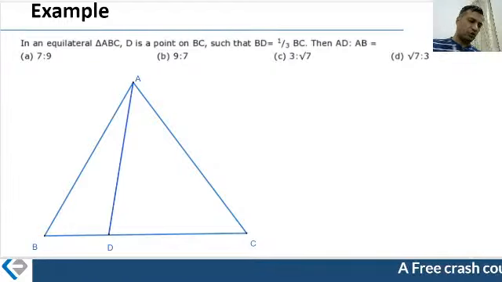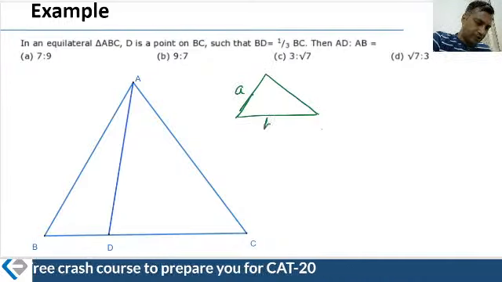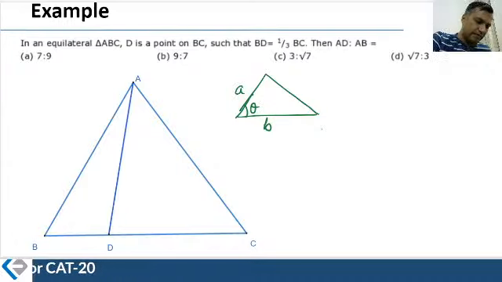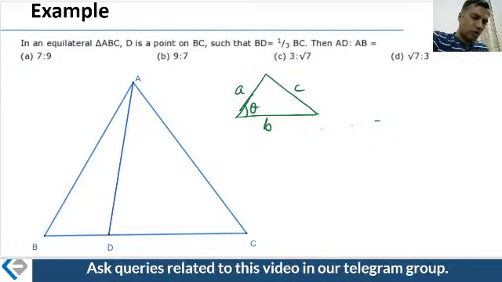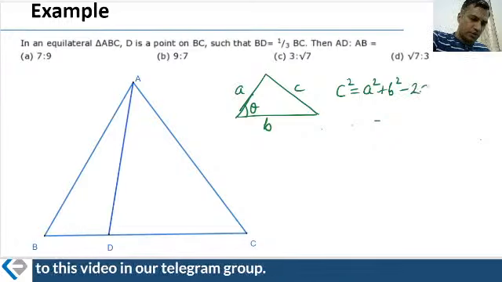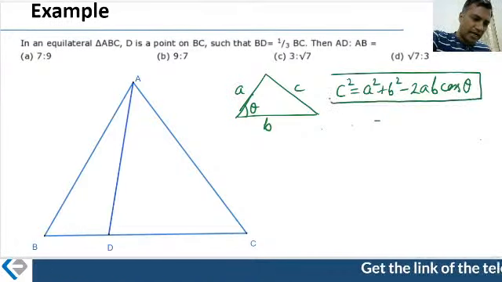Now, what is this cosine rule? First, let me brief you about the cosine rule. Listen carefully. Assume this side is A, this is B, and the included angle theta is given, and there is a third side C. Using the cosine rule, C square is equal to A square plus B square minus 2AB cos theta. Theta is the included angle between A and B.